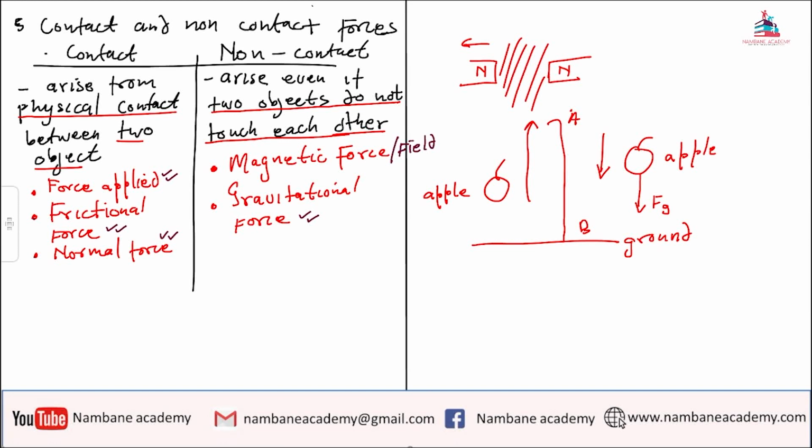I explained the difference between contact and non-contact. Contact arises when we have physical contact between the two forces. These are the examples. Non-contact: magnetic force, gravitational force. We explained using an example of an apple. You throw the apple up, however the apple will come down on its own. Did you touch the apple when it was coming down? No, you did not. Hence we agreed that gravitational force must be a non-contact force.